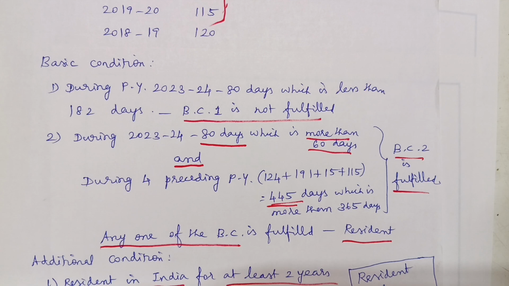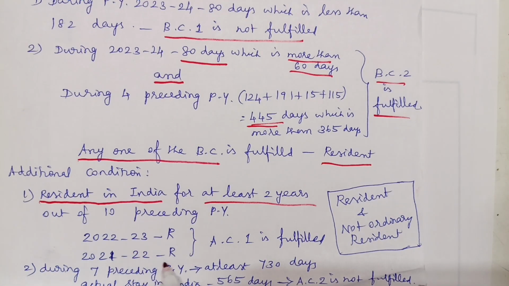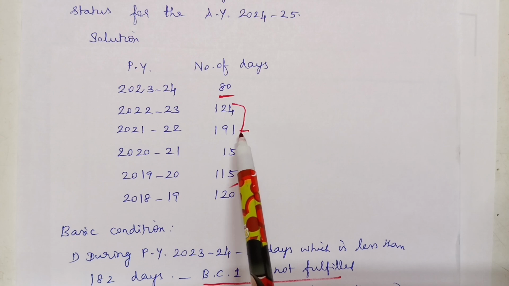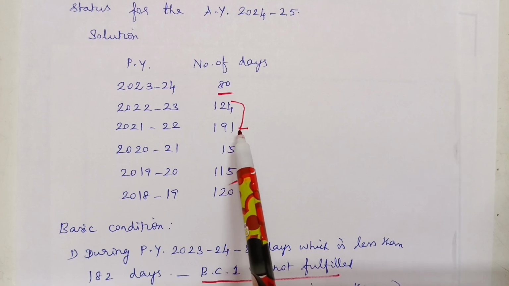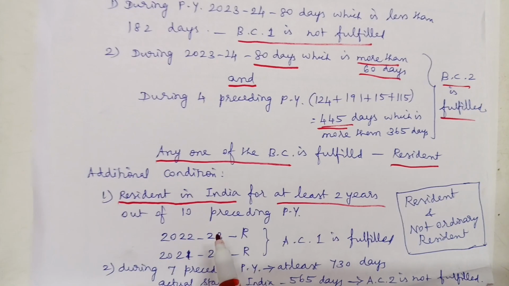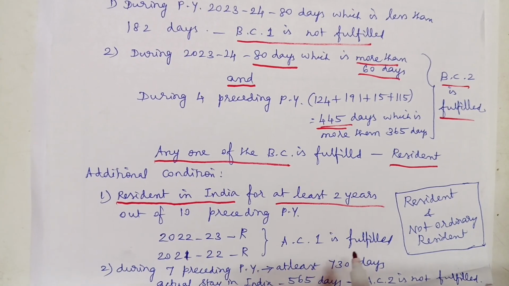Then we have to check whether any one of the basic conditions is fulfilled for 2021-22. Now you have to consider this as a previous year. In this previous year, the number of days is 191, which is more than 182. So basic condition 1 is fulfilled, and the assessee is a resident for 2021-22. Additional condition 1 requires that the assessee be a resident for at least any 2 years. So here the assessee has fulfilled additional condition number 1.